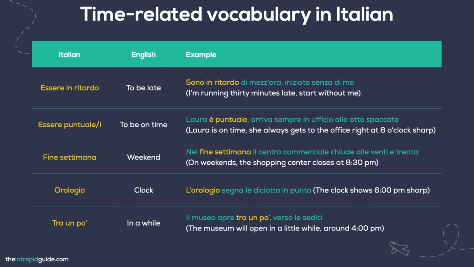Essere puntuali. To be on time. Laura è puntuale. Arriva sempre in ufficio alle 8 spaccate. Laura is on time. She always gets to the office right at 8 o'clock sharp. Fine settimana. Weekend. Nel fine settimana il centro commerciale chiude alle 20:30. On weekends, the shopping centre closes at 8:30 p.m. Orologio. Clock. L'orologio segna le 18 in punto. The clock shows 6 p.m. sharp. Tra un po'. In a while. Il museo apre tra un po', verso le 16. The museum will open in a little while, around 4 p.m.